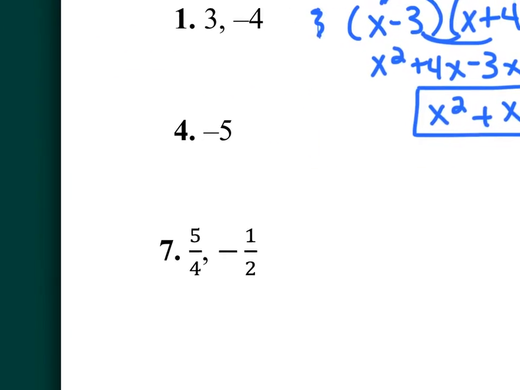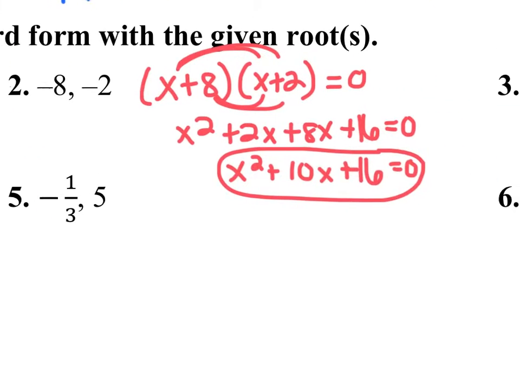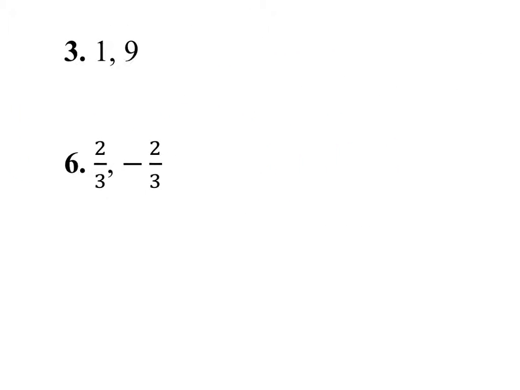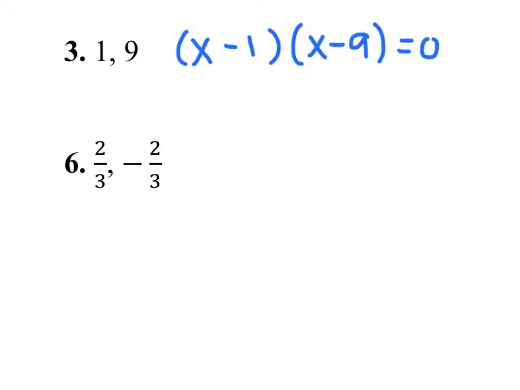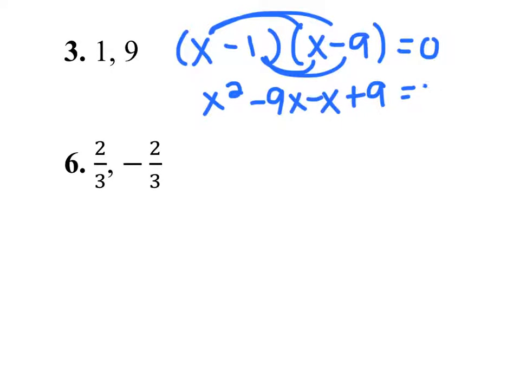Number 3. What binomial factor gives me an answer of positive 1? That would be x minus 1. And then positive 9 would be x minus 9 equal to 0. Again, got to multiply it out. x squared, negative 9x, negative 1x, plus 9 equal to 0. Combine like terms, x squared minus 10x plus 9 equals 0.